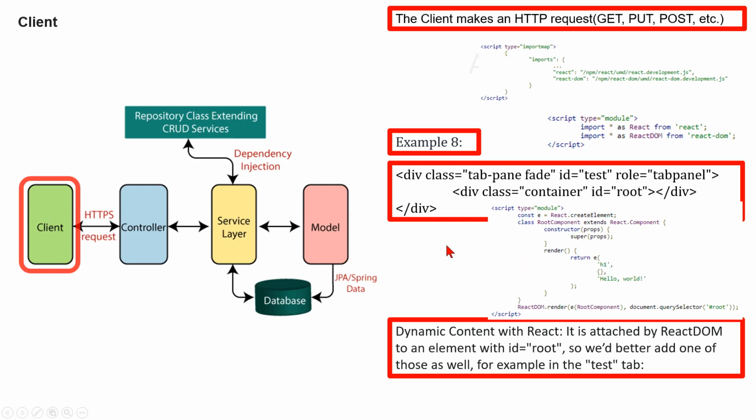As an example 8, we are considering dynamic content with React. It is attached by React DOM to an element with id equal root. So we would better add one of those as well. For example, in the test tab.